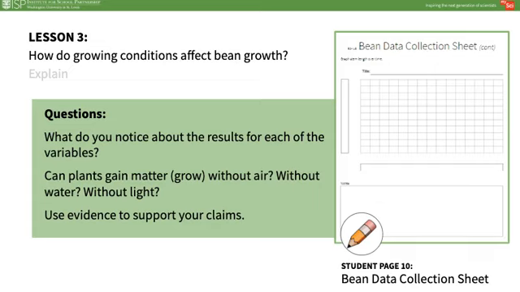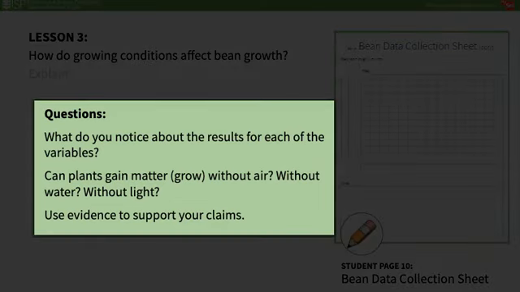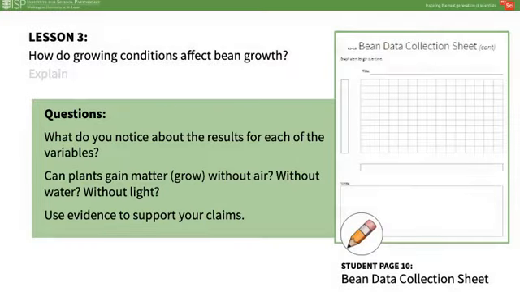In the Explain portion of this lesson, student groups will compare their data and discuss the following questions. You may want to chart the questions displayed here to facilitate group discussion. As groups discuss these questions, encourage them to give evidence to support their claim about what causes plants to gain matter and grow. They should have their completed graphs to use for reference.